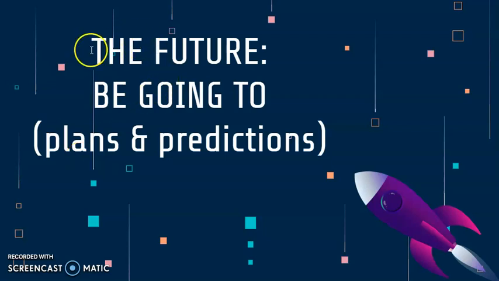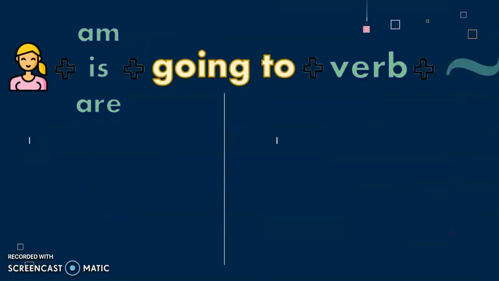Today's video is going to be about the future be going to, which is used to talk about plans and predictions. So let's start with the grammar structure. In order to make affirmative sentences, we have to use subject plus the verb to be conjugated in present, am, is, are, plus going to, plus verb plus complement.